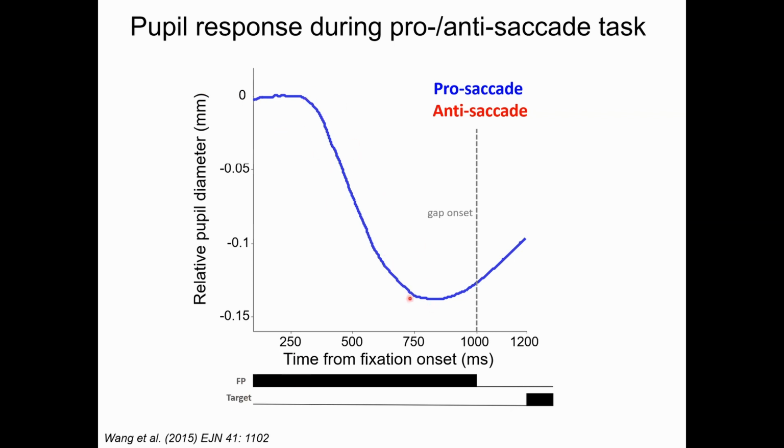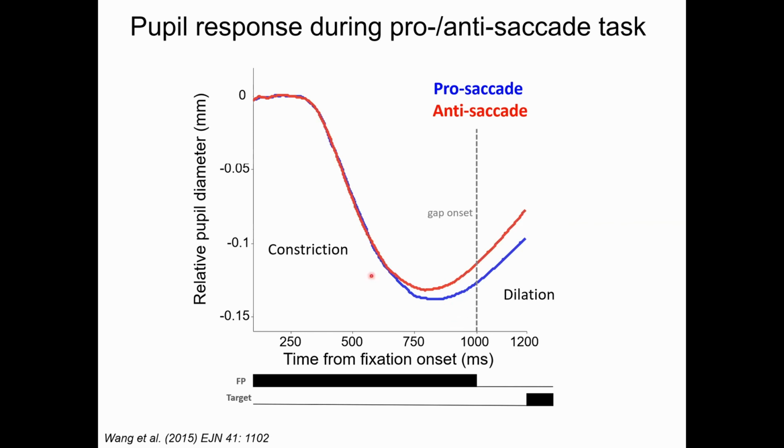What was intriguing is what we noticed late in the trial, before the target comes on, the pupil starts to dilate. And we were very interested in this dilation response because in the literature, we thought it was going to be related to cognitive control.